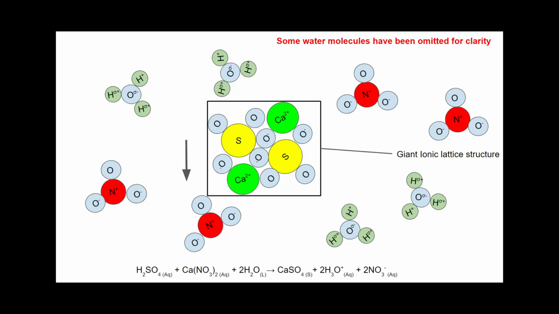Additionally, the water molecules are not able to overcome the strong forces of electrostatic attraction between the Ca2+ and SO4 ions, and hence there are no effective interactions between the Ca2+ and SO4 ions and water molecules. Hence, CaSO4 does not dissolve in water. Therefore, when you add dilute sulfuric acid to aqueous calcium nitrate, calcium sulfate, a solid ionic compound, and aqueous hydronium and nitrate ions are produced.